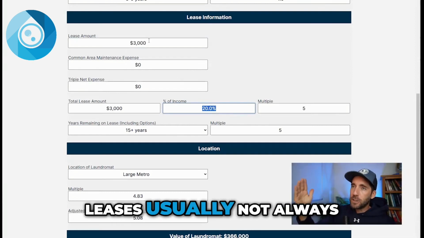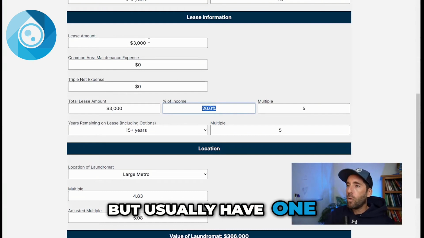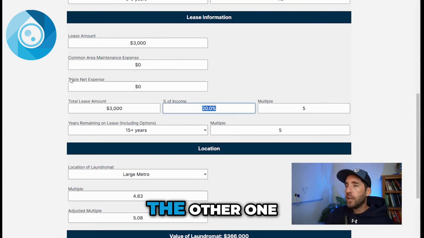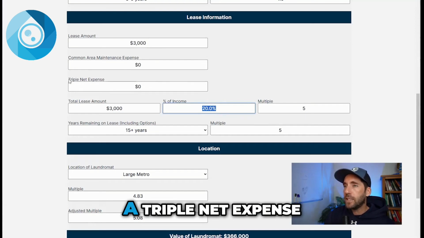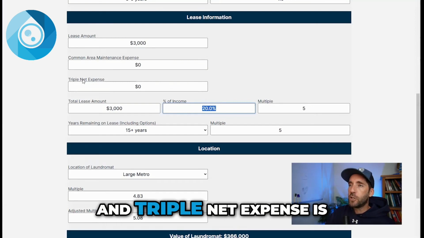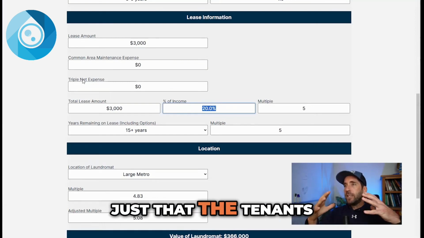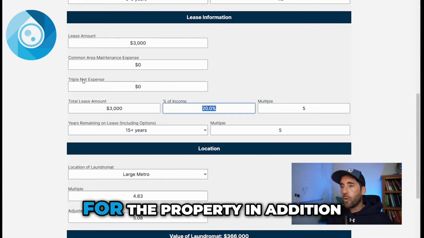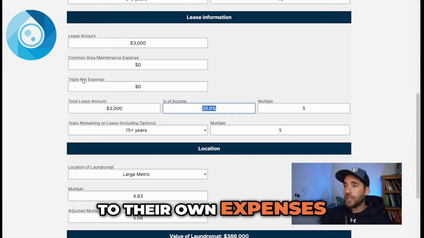Leases usually, not always, but usually have one of two other expenses. One is the common area maintenance expense. The other one they may have is a triple net expense. Usually it's going to be one or the other. And a triple net expense is just that the tenants of a property will pay the expenses for the property in addition to their own expenses, okay?